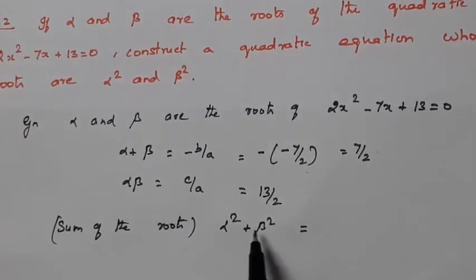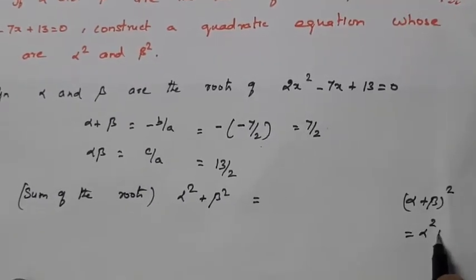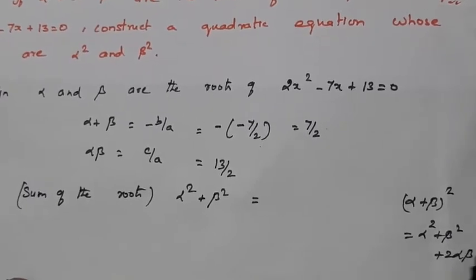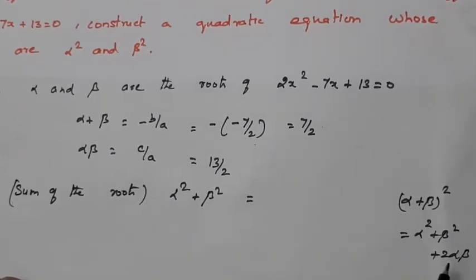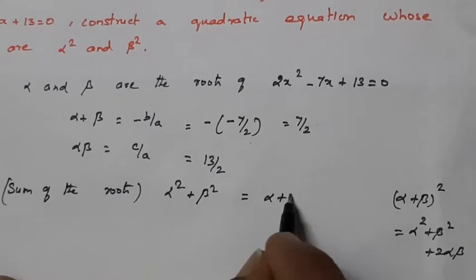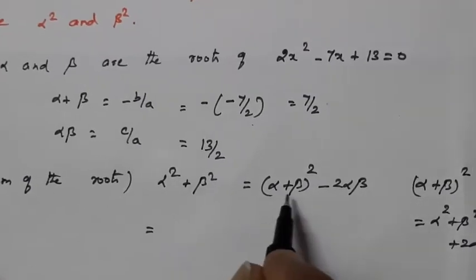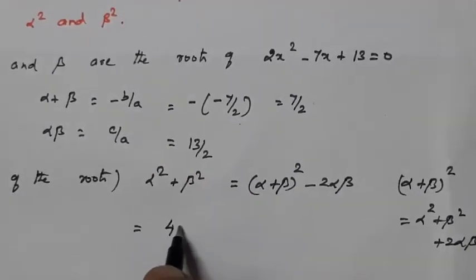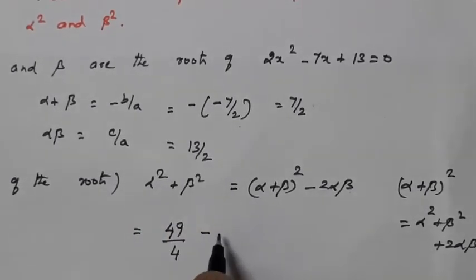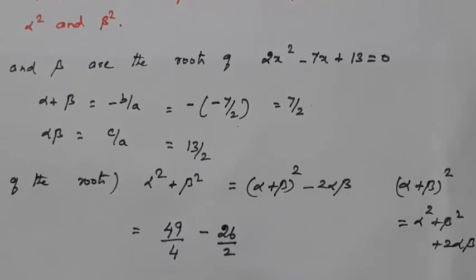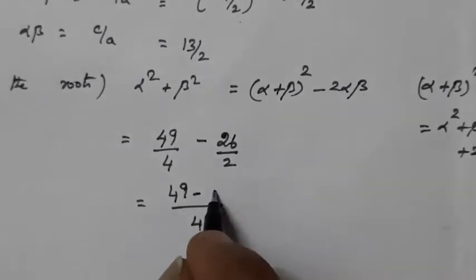Okay. But there is a formula, an algebraic identity, that alpha plus beta the whole squared is equal to alpha squared plus beta squared plus 2 alpha beta. So using this identity, we can get the value of alpha squared plus beta squared in terms of alpha plus beta and alpha beta as alpha plus beta the whole squared minus 2 alpha beta. Okay. So substitute alpha plus beta as 7 by 2. So 7 by 2 the whole squared is 49 by 4 minus 2 into alpha beta, that is 2 into 13 by 2, that is 26 divided by 2. Now taking LCM 4. Okay. So LCM 4 here 49 minus, again you have to multiply by 2, that is 52.